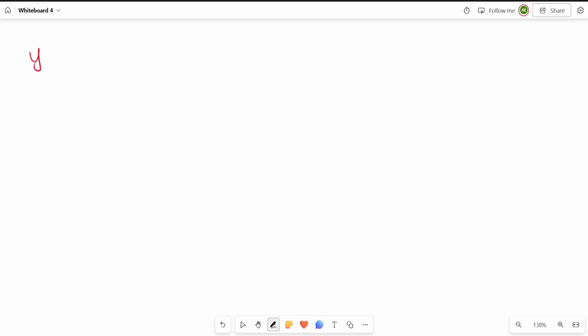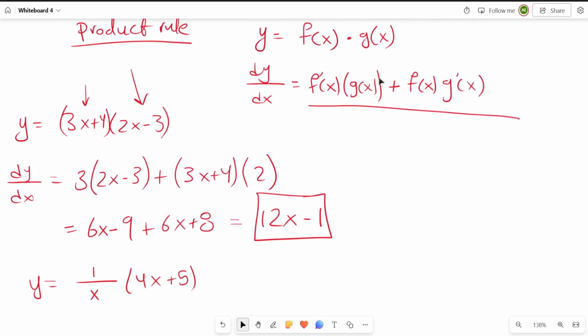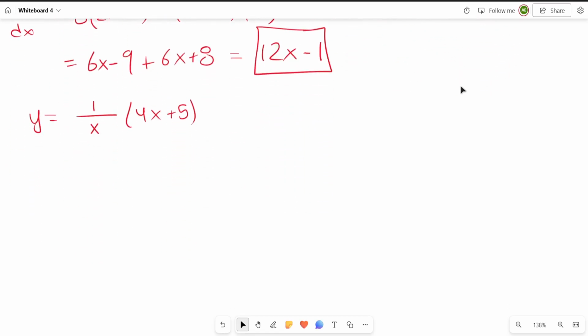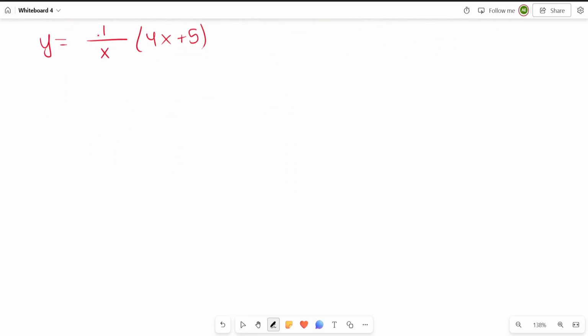Let's say we have a function y equals 1 over x times 4x plus 5. Again, the rule tells me it's the differentiation of the first times the second function, adding to it the first function times the differentiation of the second function. So here my f of x is basically 1 over x, and my g of x is 4x plus 5.